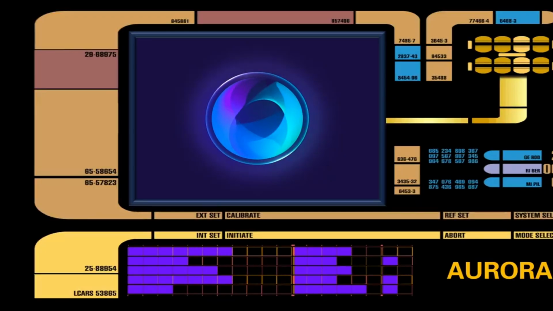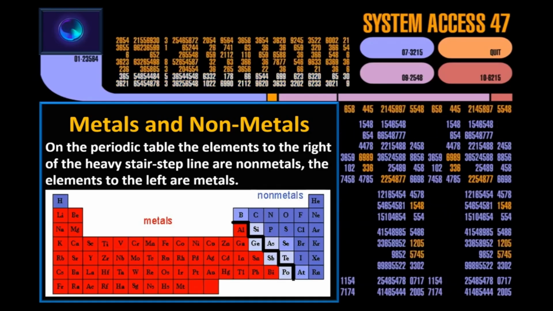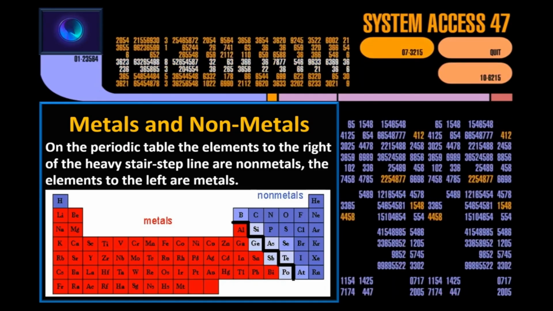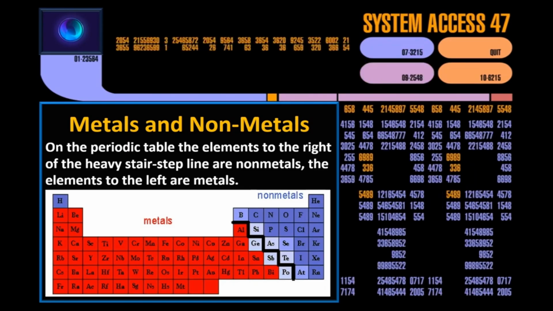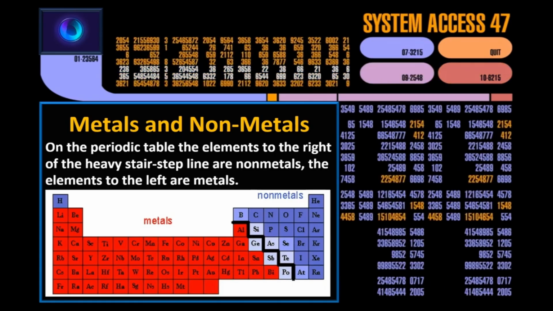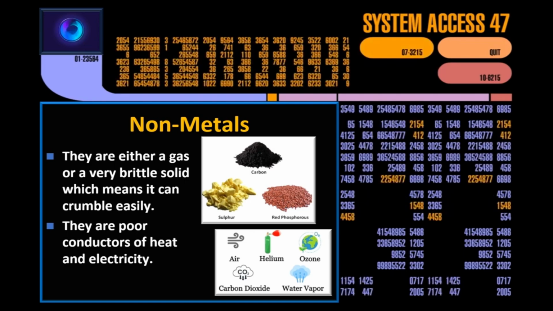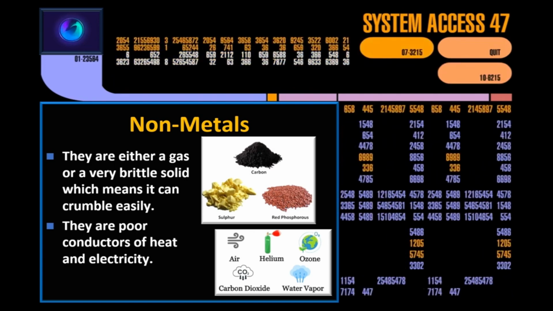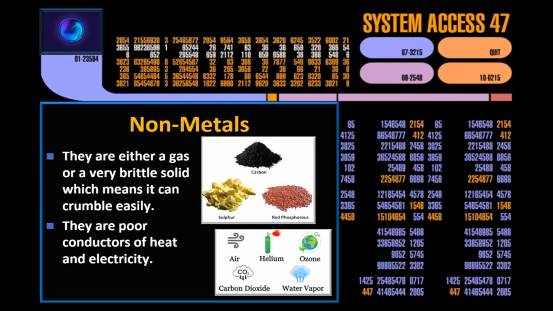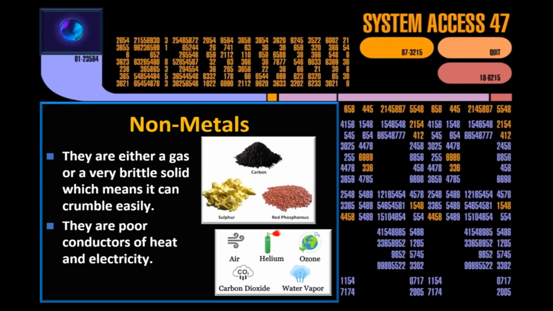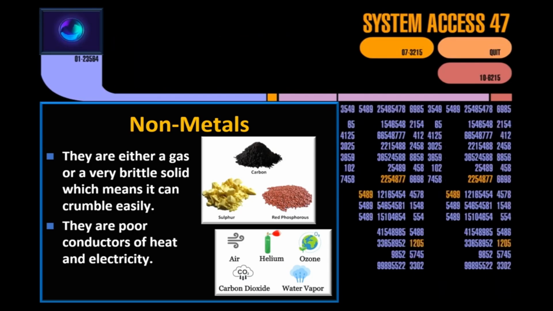Of course, I would be happy to. On the periodic table, the elements to the right of the heavy stair-step line are nonmetals. The elements to the left are metals. Nonmetals are elements that share very specific properties. They are either a gas or a very brittle solid, which means it can crumble easily. They are poor conductors of heat and electricity.